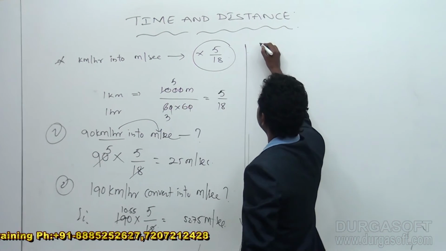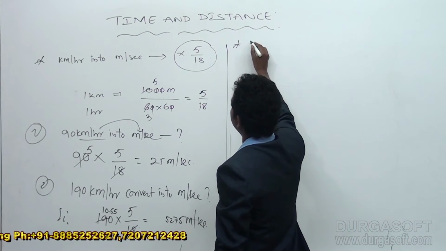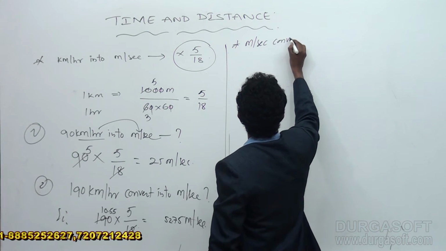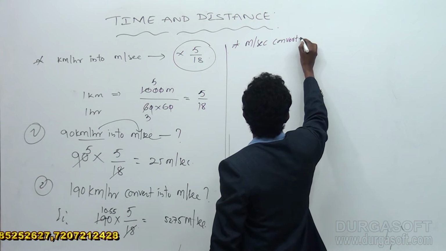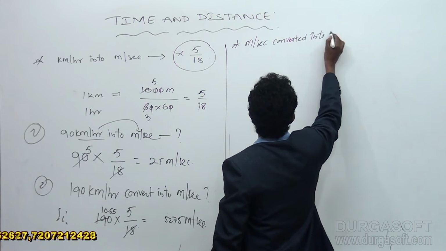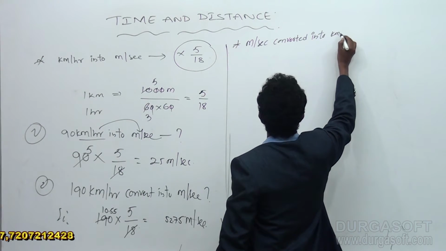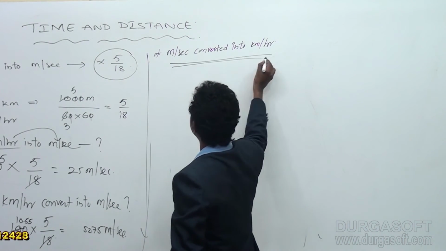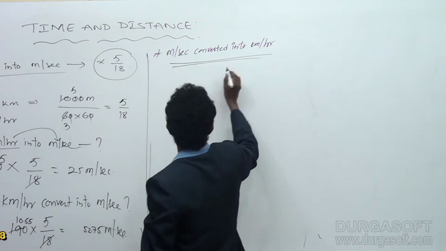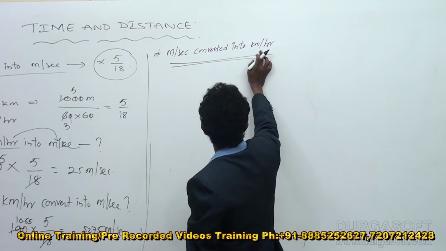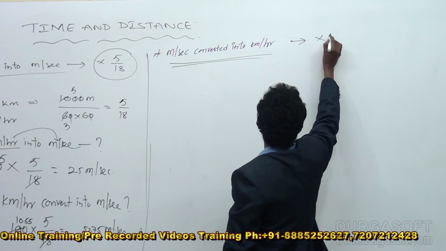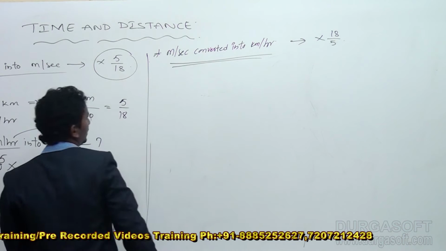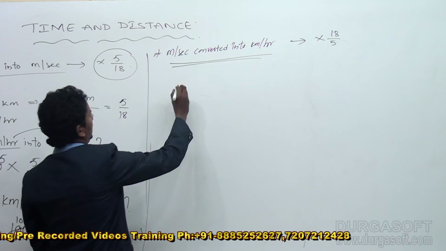Now when meter per second is given, the next conversion is meter per second converted into kilometer per hour. Now this is the conversion. Again, to convert meter per second into kilometer per hour, you just multiply by 18 by 5.